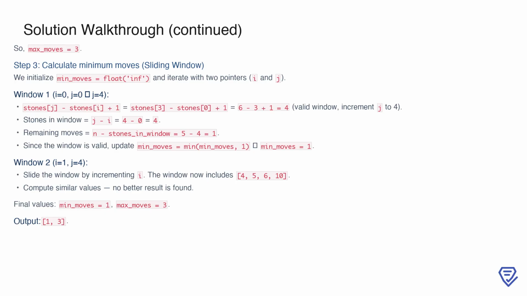The number of moves needed is n - stones_in_window, which equals 5 - 4 equals 1. This updates min_moves to 1. Sliding the window further, such as by incrementing i to shift the range, doesn't improve the result. Therefore, the final values are min_moves equals 1 and max_moves equals 3. The output for this example is 1, 3.